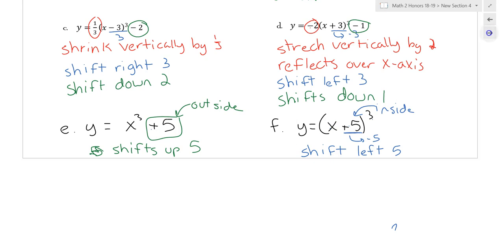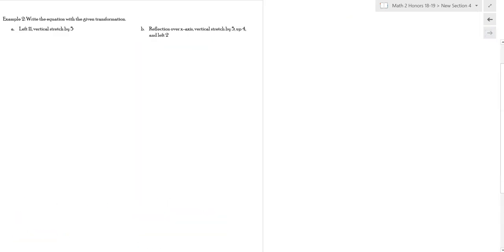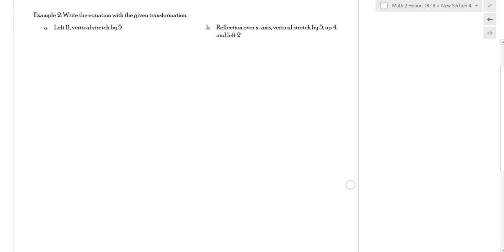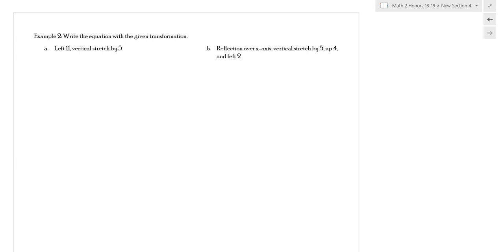All right, go ahead, turn the page. Just a few last examples. Just two more examples that we want to look at. Write the equation with the given transformation. So a is left 11, vertical stretch by 5.